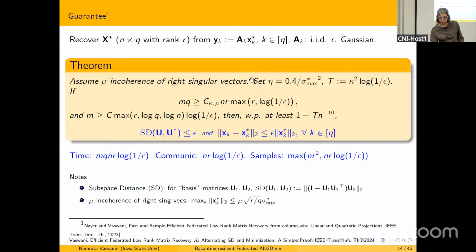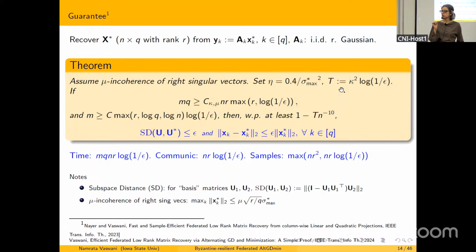So, yeah, here is what we can prove. You assume what is called mu incoherence of the right singular vectors, which is roughly saying that each signal x star k has roughly similar energy. No signal has energy that's too large. So you're assuming this, and you're setting your step size. It doesn't have to be 0.4. It could be any c that is strictly less than 1.